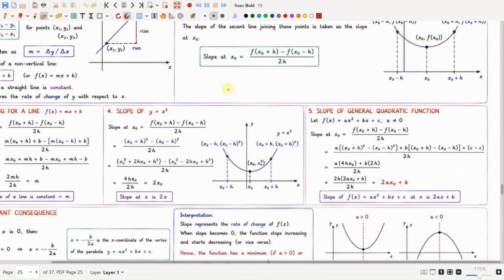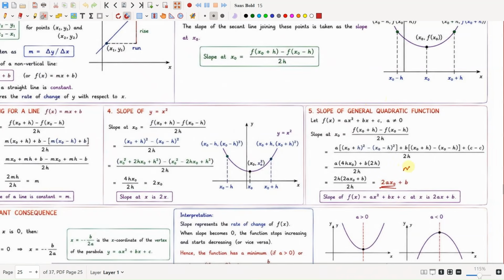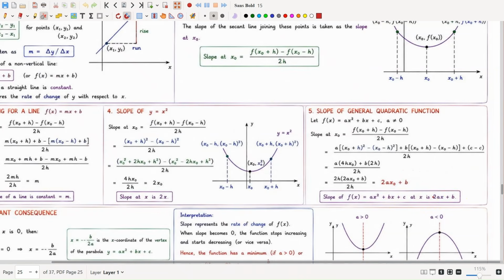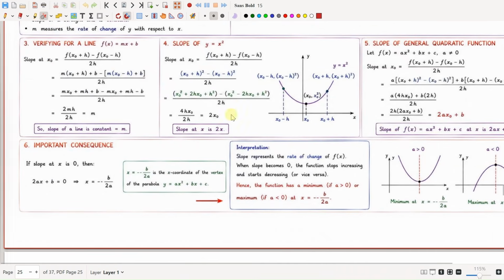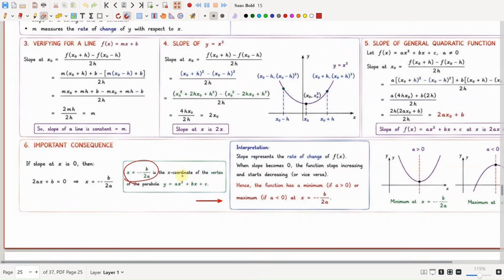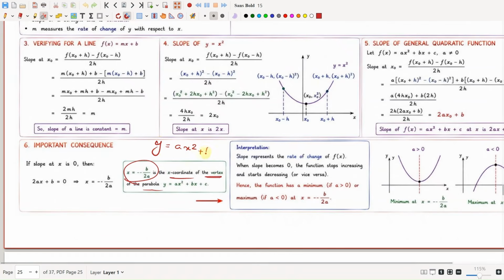We know that the slope of a general quadratic function is m = 2ax0 + b, for some general equation like ax square + bx + c, which means 2ax + b. We already know that this gives us the x coordinate of the vertex, and then you can calculate the y coordinate by using the formula y = ax square + bx + c.